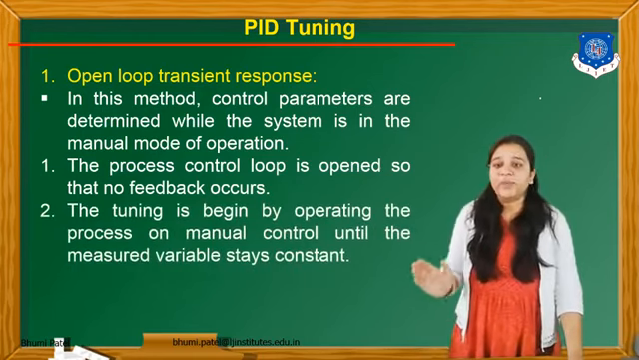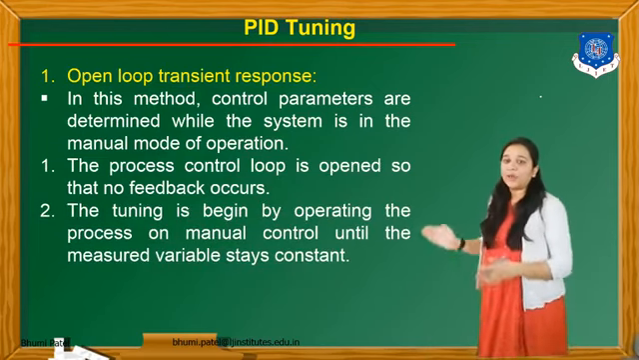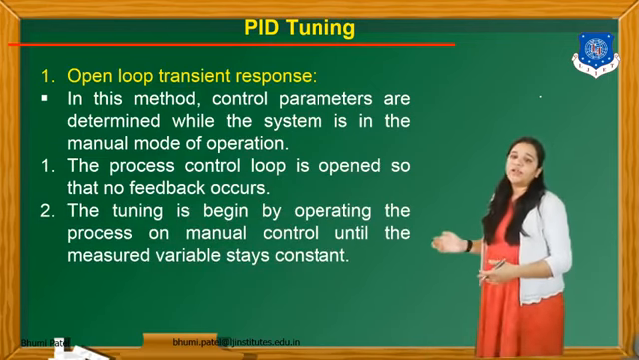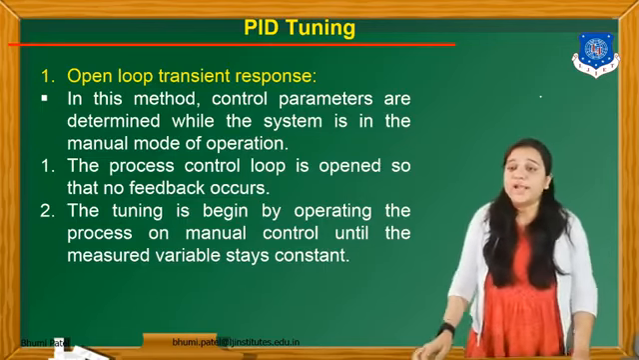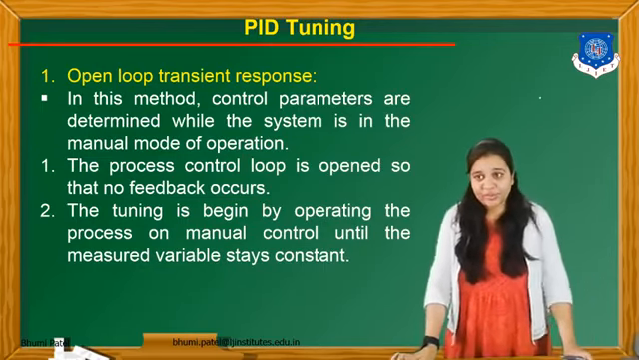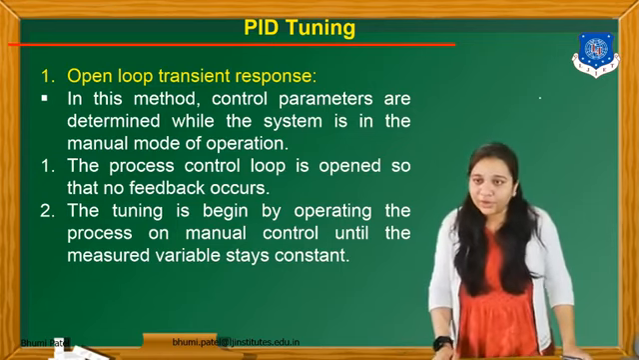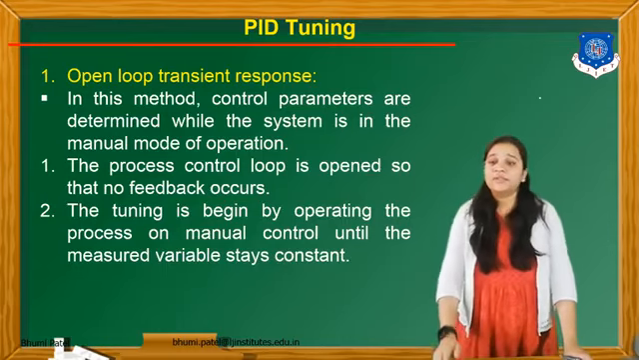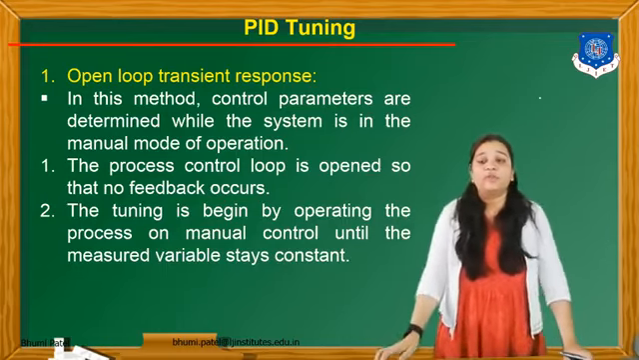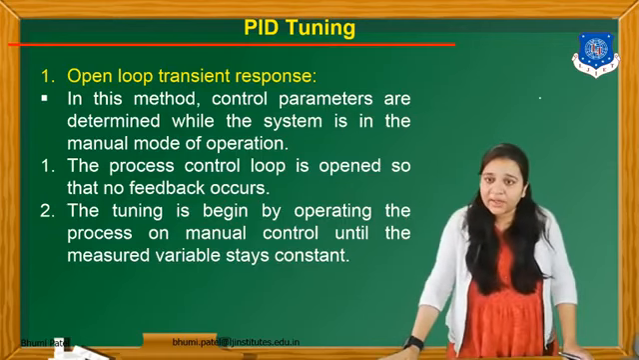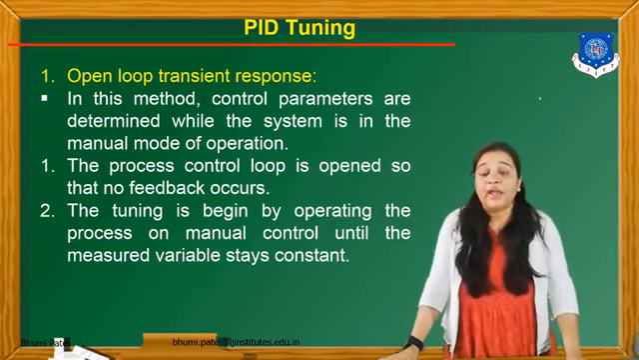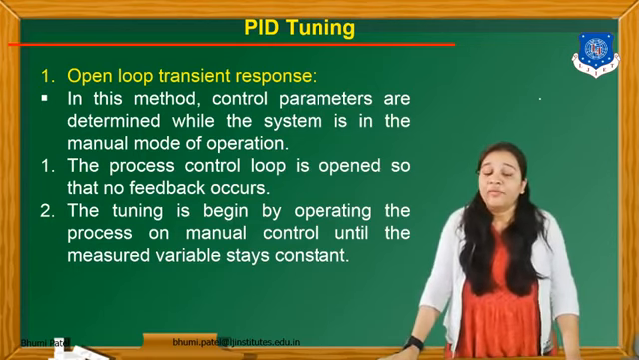Now the tuning begins by operating the process on manual control until the measured variable stays constant. So what is the actual function of the open loop transient response? First thing is we have to use a process control loop in only the open loop control system, and then we cannot consider the feedback system, and then we have to start the tuning with compulsory manual mode control, and we have to continuously check the output. Whenever the measured variable becomes constant, we can get the proper output. Okay, so this is the open loop transient response.